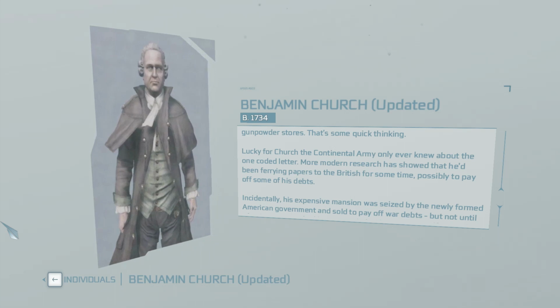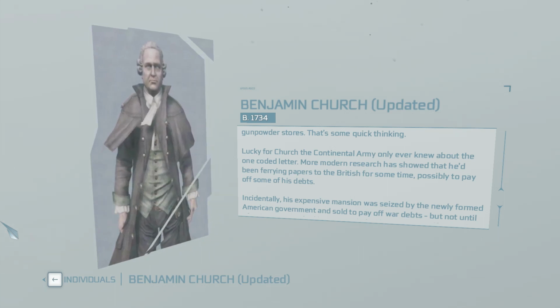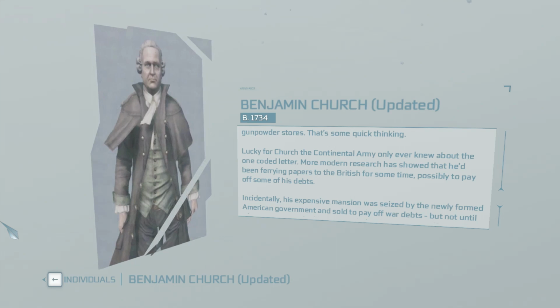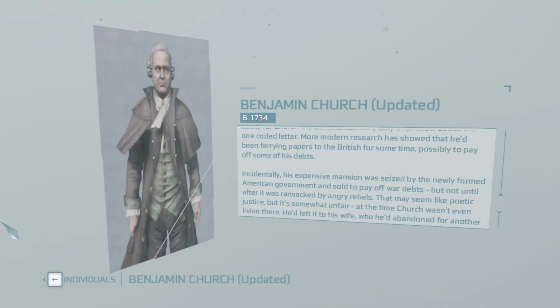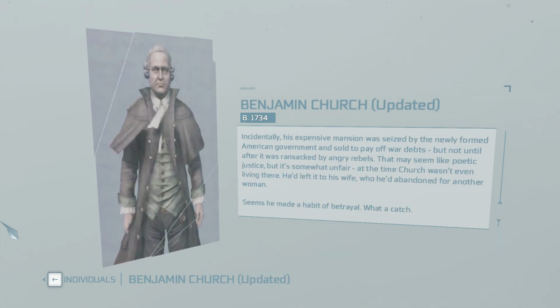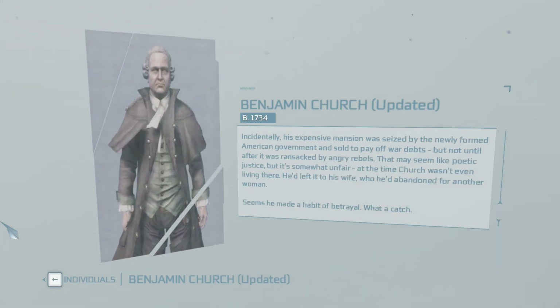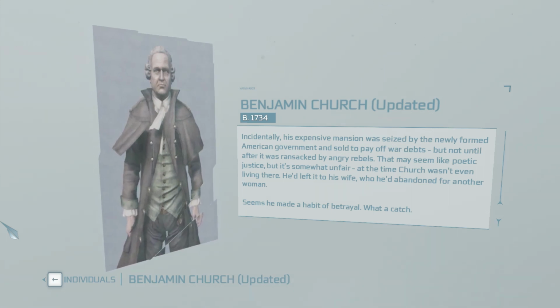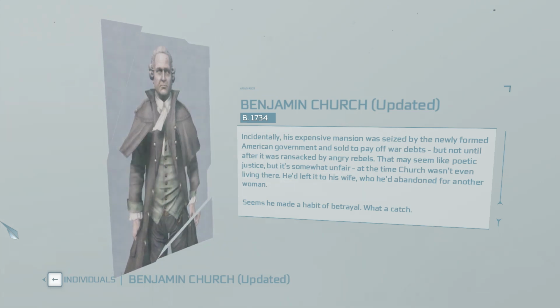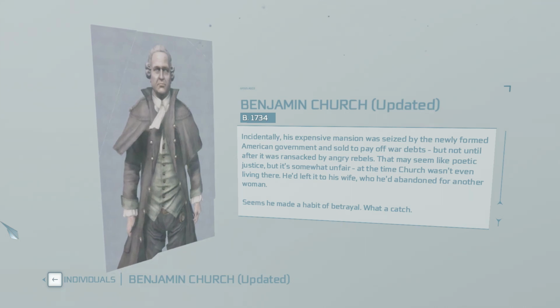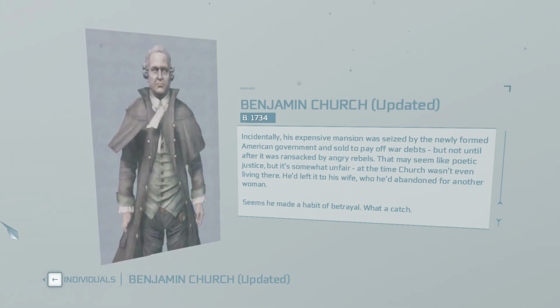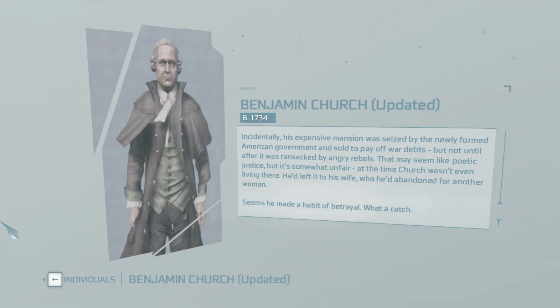Incidentally, his expensive mansion was seized by the newly formed American government and sold to pay off war debts. But not until after it was ransacked by angry rebels. That may seem like poetic justice, but it's somewhat unfair. At the time, Church wasn't even living there. He'd left it to his wife, who he'd abandoned for another woman. Seems he made a habit of betrayal. What a catch.